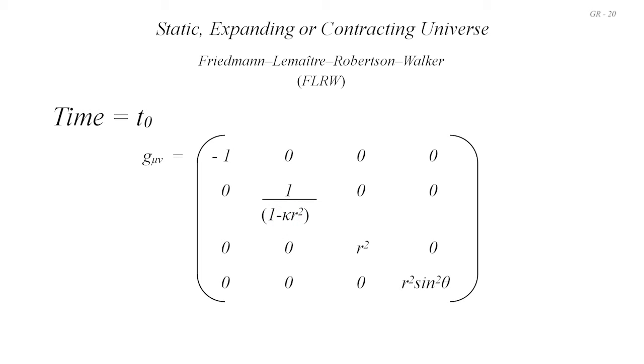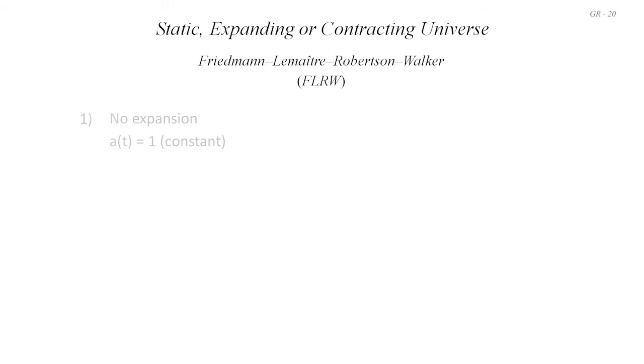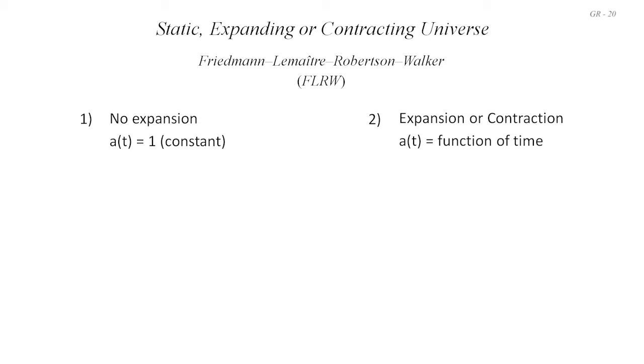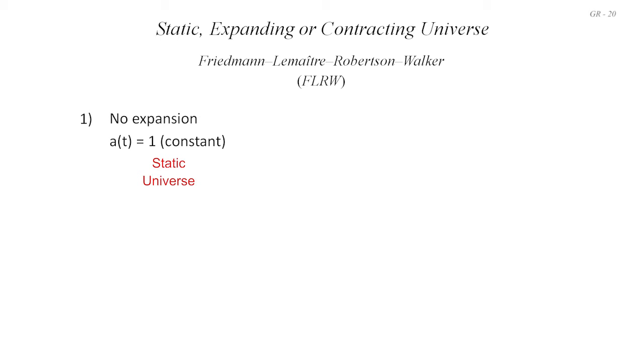However, there are two important scenarios. Firstly, when there is no expansion and a is equal to 1 for all time, and secondly, when there is some kind of expansion which depends on time. So firstly, a is constant at a value of 1. Clearly, if there was no expansion or contraction over time, such that the expansion coefficient a was always equal to 1, we would have a static universe.